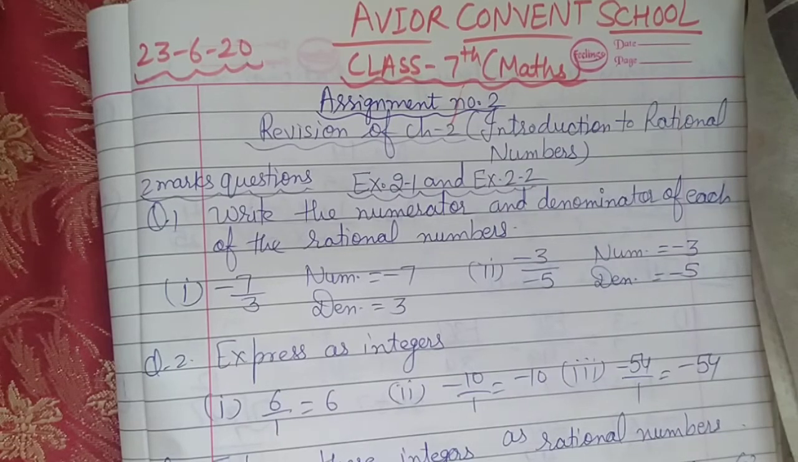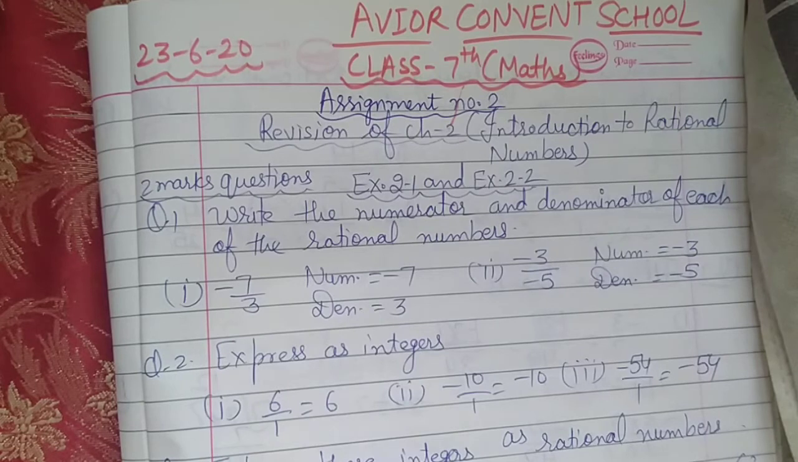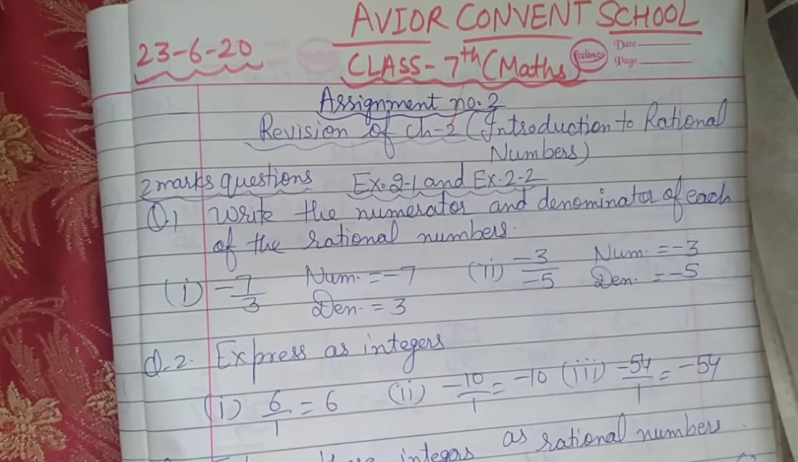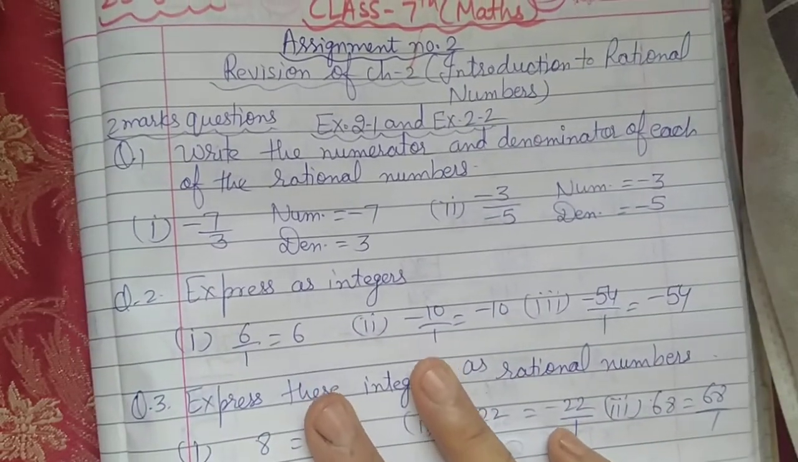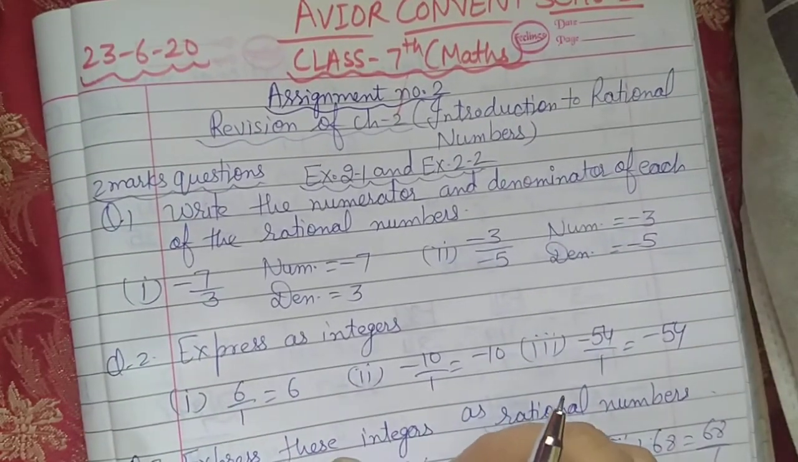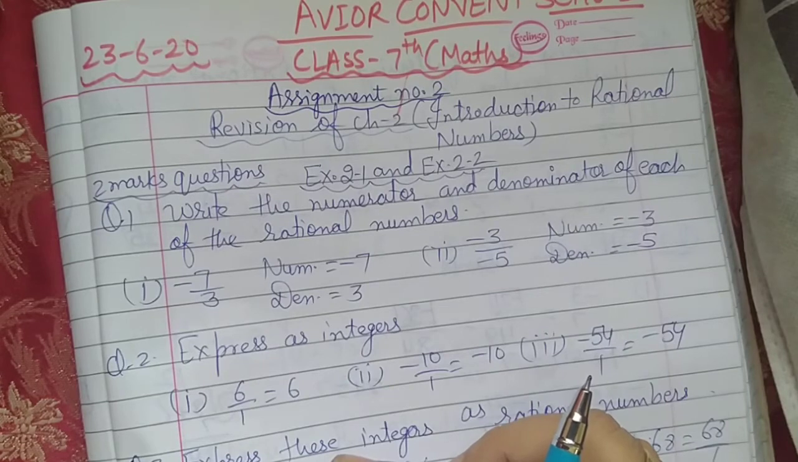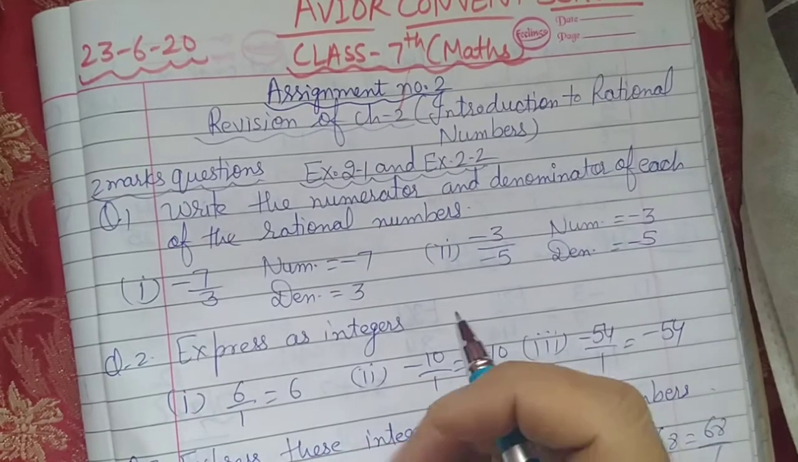This is assignment number 2 for your examination. Please take help from this assignment to prepare for your exam. So, second chapter was rational numbers. What are rational numbers? Already explained to you. So, a rational number is a number which we can write in a upon b form, and denominator b should not be equal to 0.